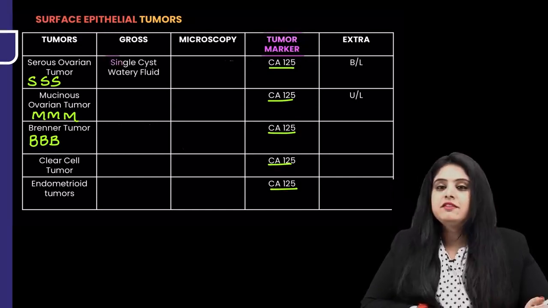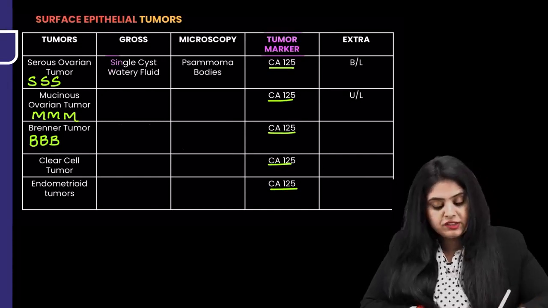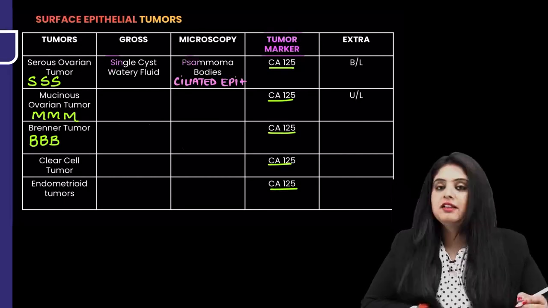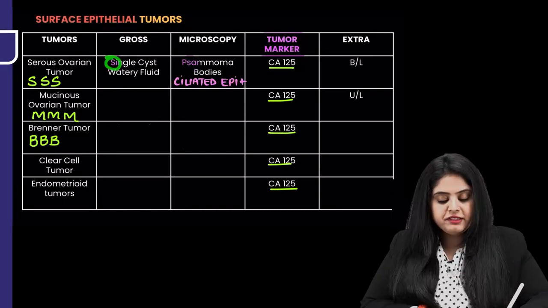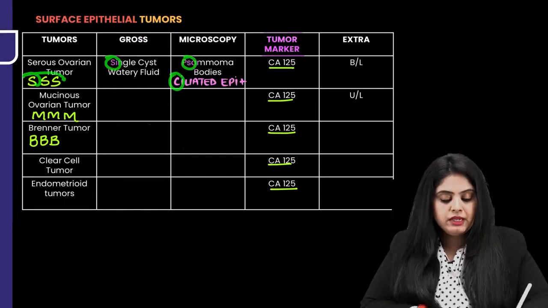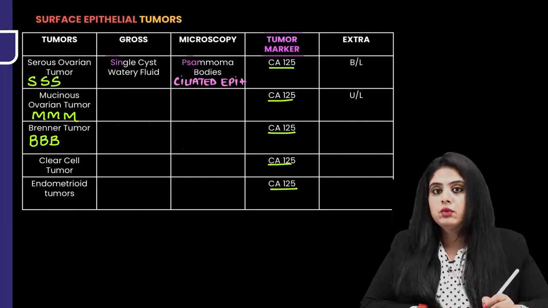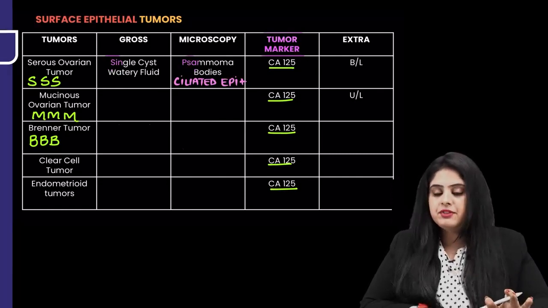If I say which of them will have ciliated epithelium and psammoma bodies, you will search: ciliated epithelium is also looking like an S sound. So ciliated epithelium and psammoma bodies is also looking like an S sound. So all these S sounds have come together. If I have a single cyst with a psammoma body and a ciliated epithelium, I am talking about serous ovarian tumors. And please remember, this tends to occur in both the ovaries. It tends to be bilateral, not always, but usually it tends to be bilateral.